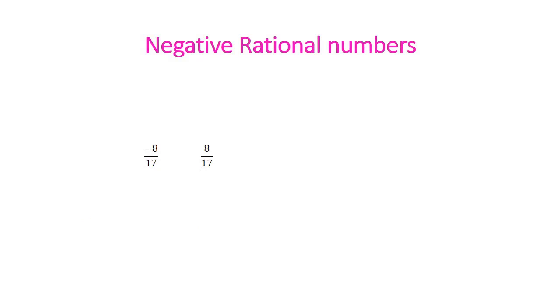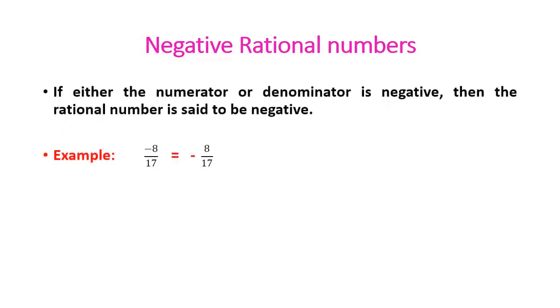Negative rational numbers: if either the numerator or denominator is negative, then the rational number is said to be negative. Example: minus 8 by 17 is equal to minus 8 by 17.